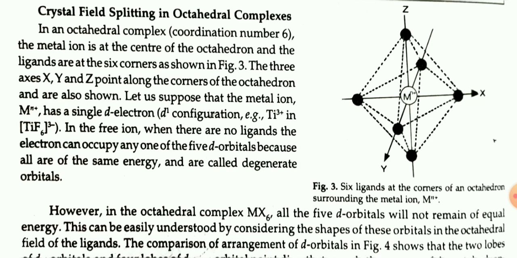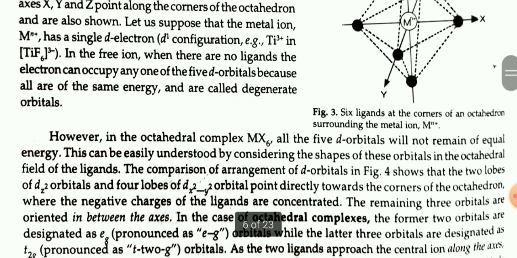Let us suppose that the metal ion Mⁿ⁺ has a single d electron. In the free ion, when there are no ligands, the electron can occupy any one of the 5 d orbitals because all are of the same energy and are called degenerate orbitals.